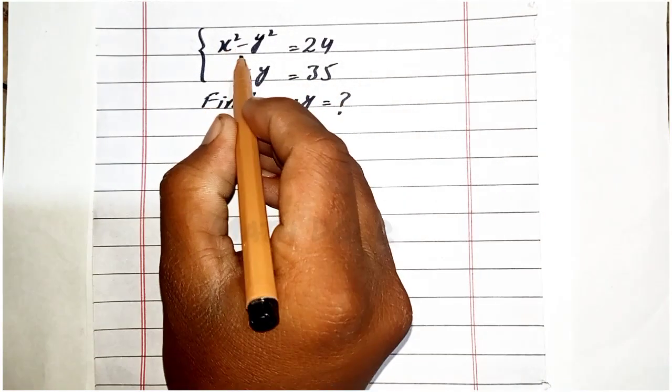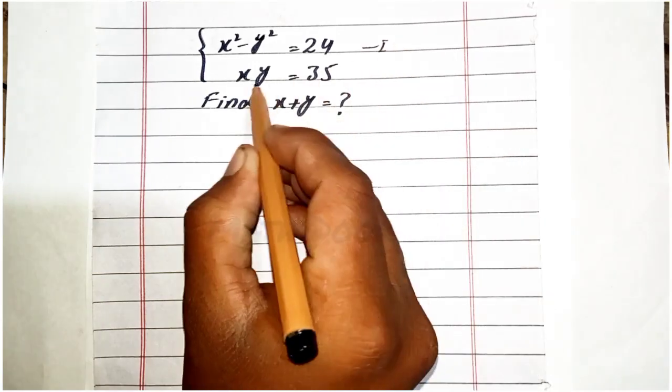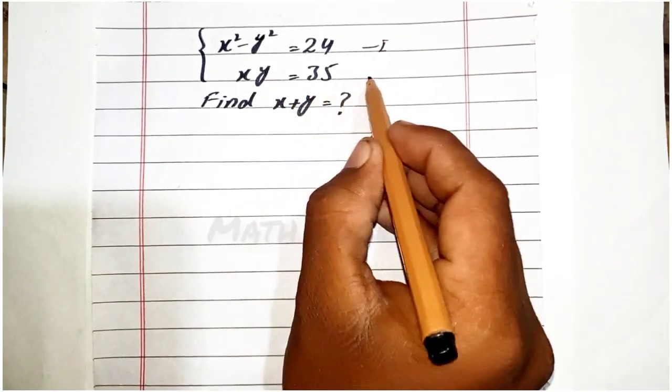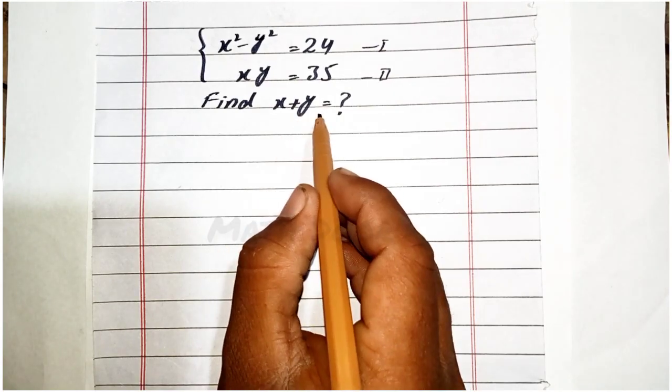Hello, x square minus y square is equal to 24. This is equation first, and xy is equal to 35. This is equation second. Find the value of x plus y.